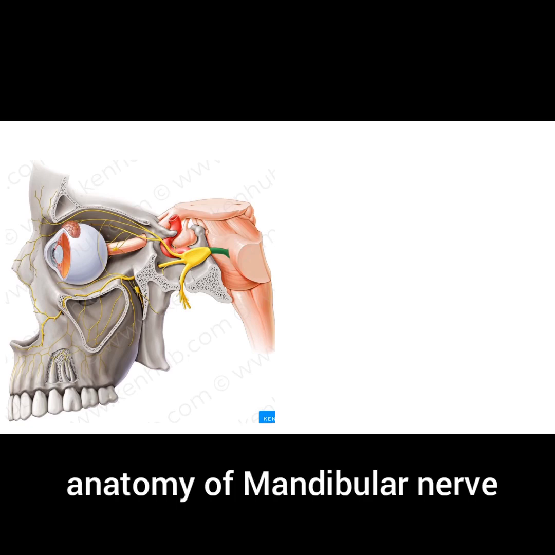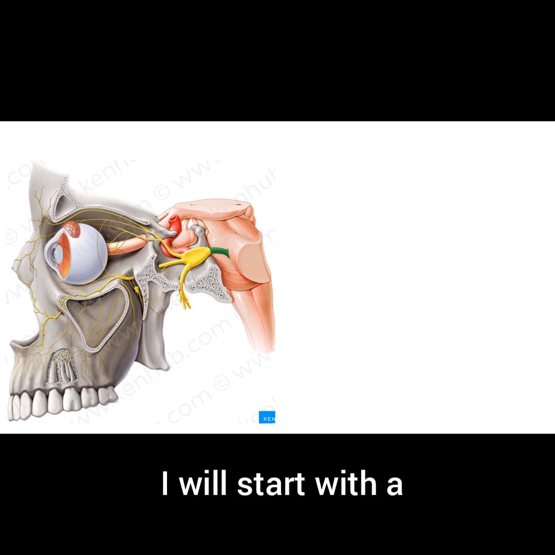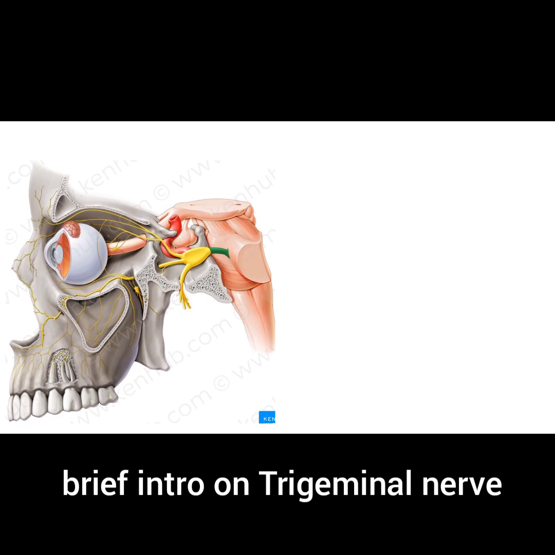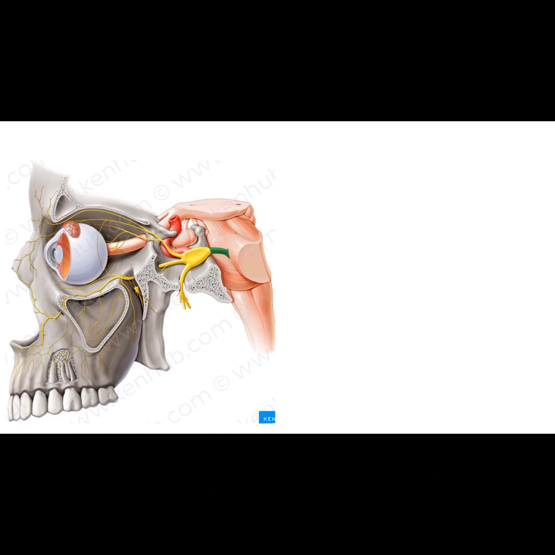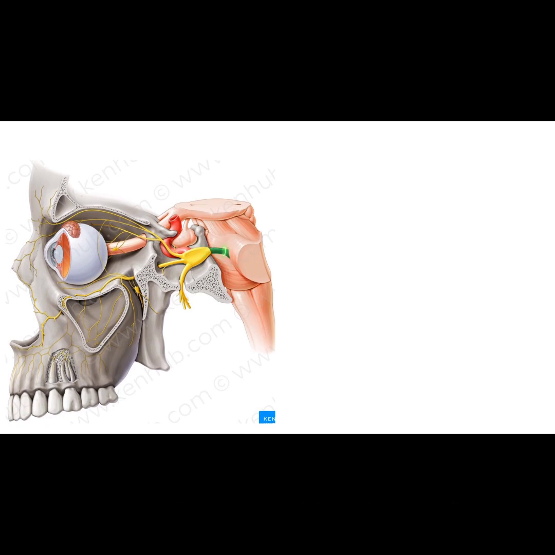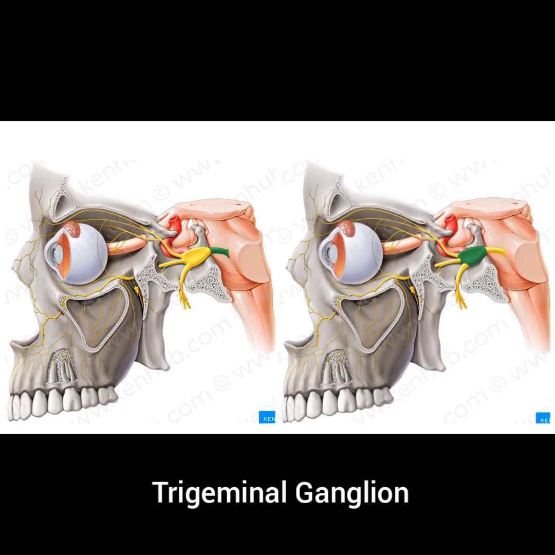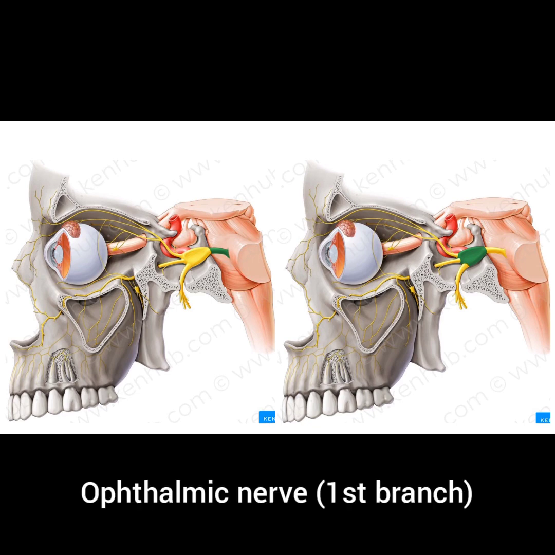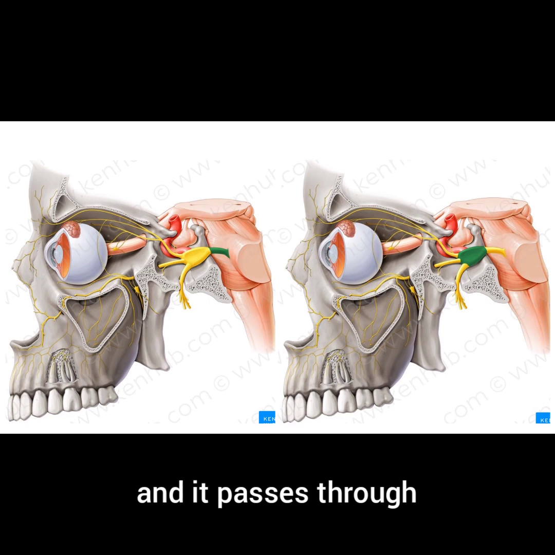Before going on to the anatomy of the mandibular nerve, I will start with a brief intro on the trigeminal nerve. You can see this picture. The green colored portion is the area of interest. The next picture shows the trigeminal ganglion. In this very same picture, we can see the ophthalmic nerve, which is the first branch of the trigeminal nerve, and it passes through the superior orbital fissure.